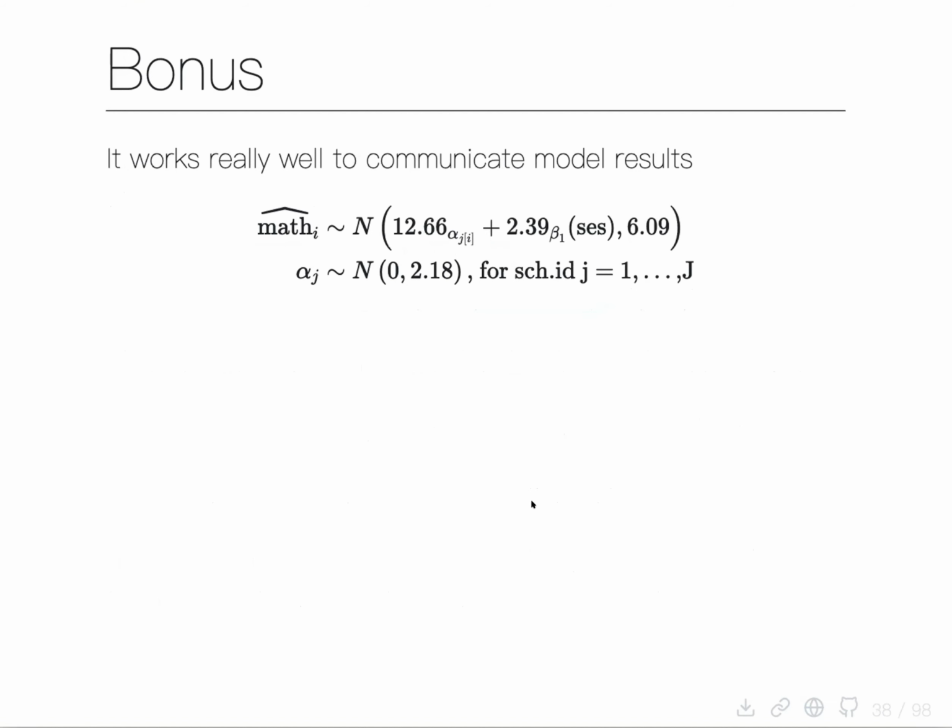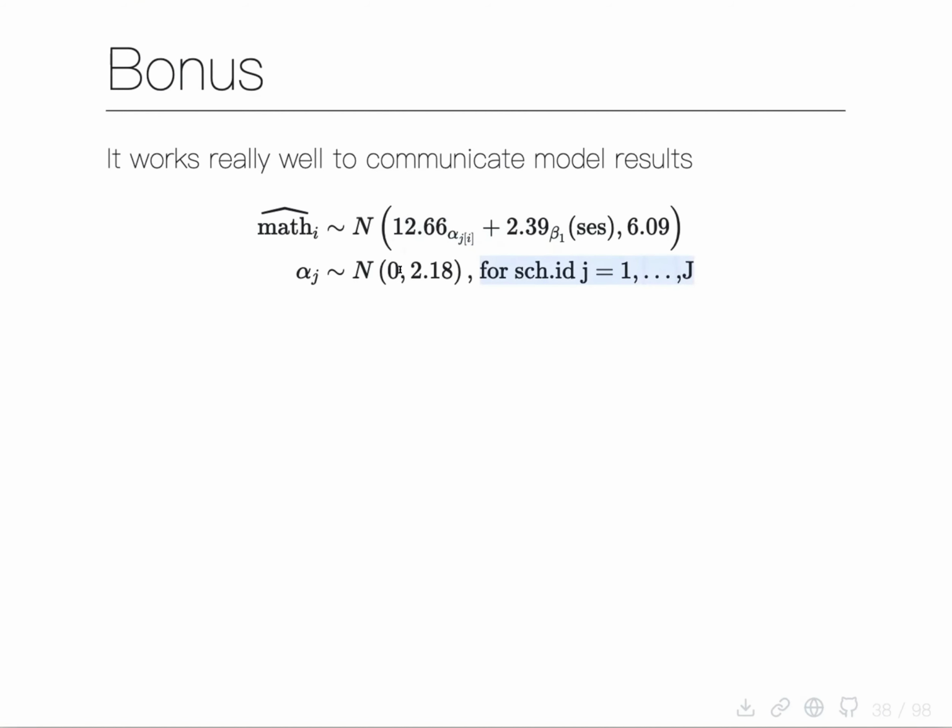It works actually with Raudenbush and Bryk too, but we can communicate the model results using this pretty well as well. So we're saying our math scores are assumed generated from a normal distribution that has this mean structure: 12.66 plus 2.39 times SES. But this 12.66 varies between schools, and we're saying it has a mean of 0, which is just to say it has a mean equal to this thing, for school ID j1 to J.